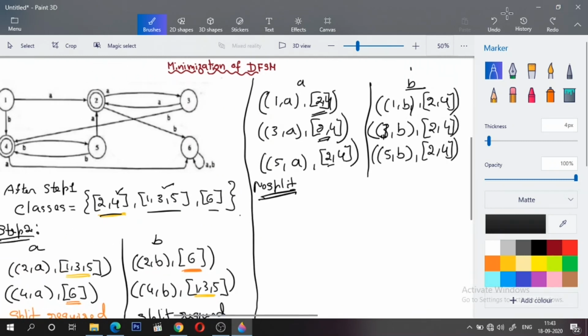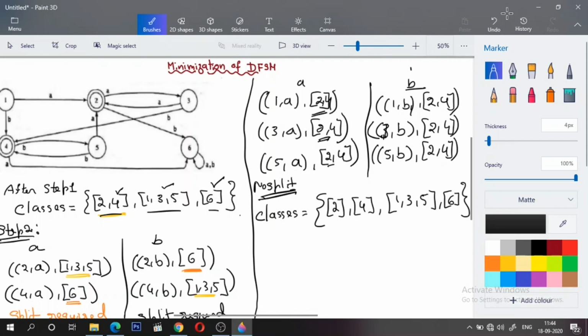Yeah. So at the end of step 2, now one more question is this: do we need to check for 6? So we need not check for 6, because 6 is a class that contains only a single state which cannot be further split up, right? So we need not check for 6. So at the end of step 2, my class's contents will be 2 and 4 getting split up, 2 comma 4, and 1 3 5 stays together, followed by 6.